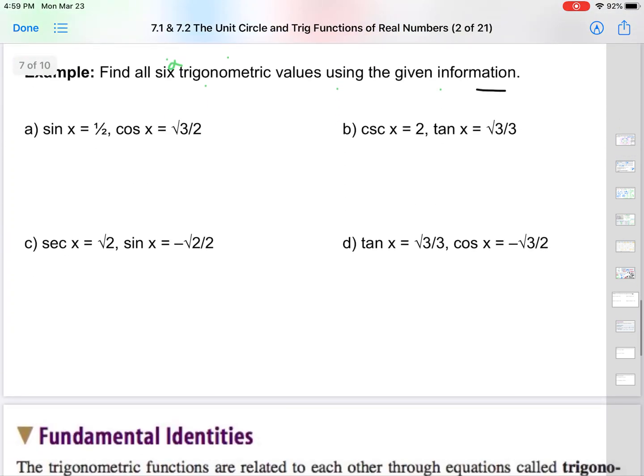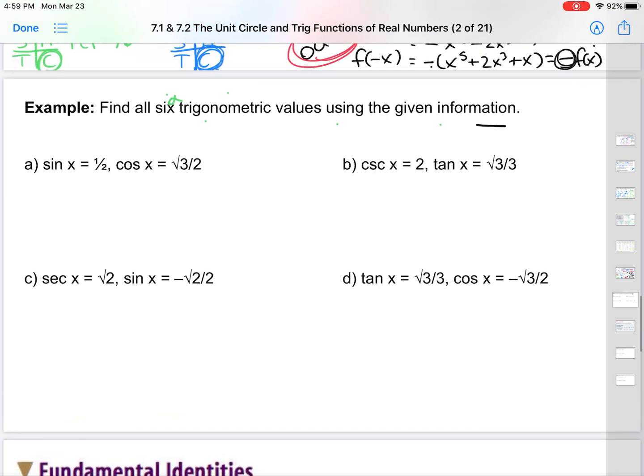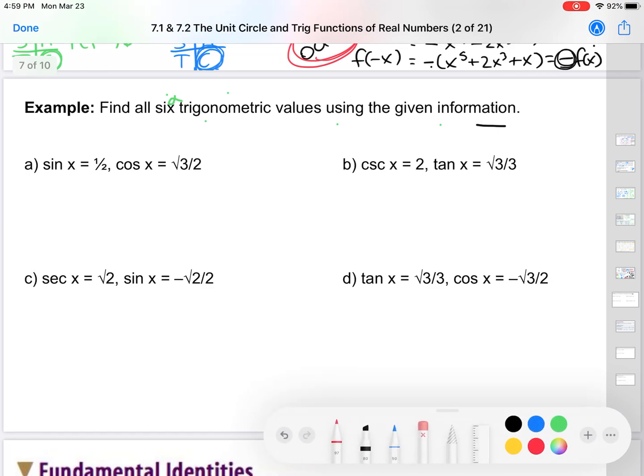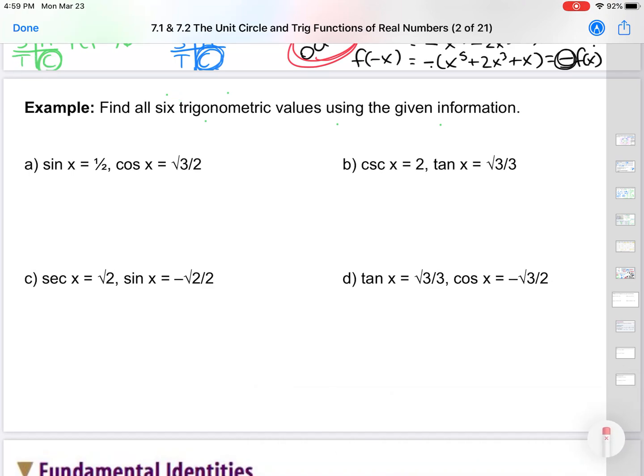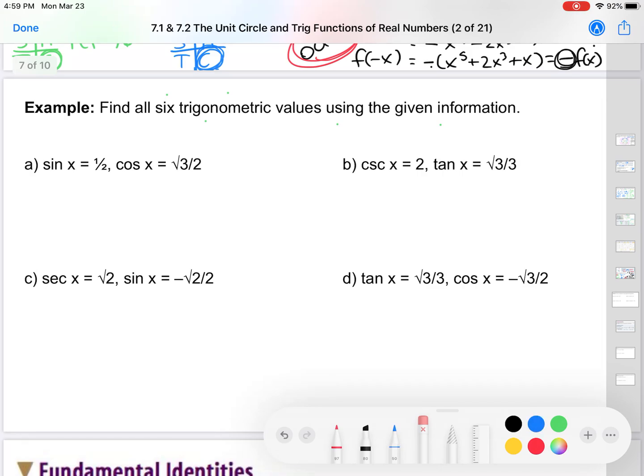Okay. All right, so let's take a look at finding these 6 trig functions, and we're going to use the given information to try to figure that out. So we could draw a triangle if we want, but we don't necessarily have to.